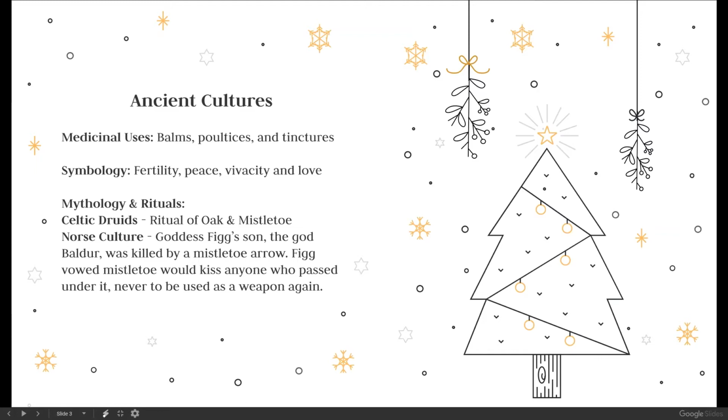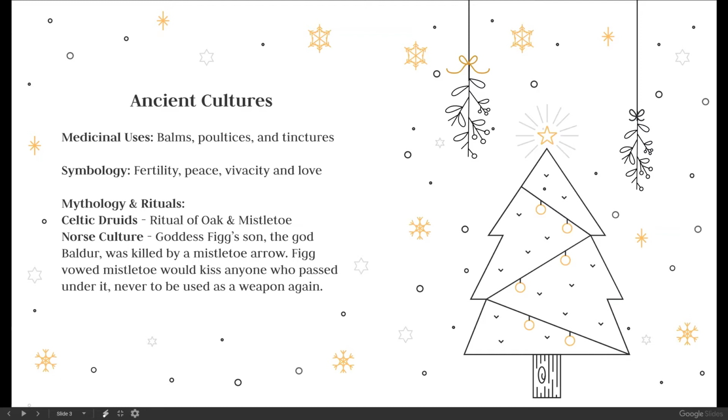Otherwise, there's a lot of mythology and rituals that are tied to mistletoe throughout history amongst many different cultures, but two of them that I pulled out. The Celtic Druids used mistletoe in the ritual of oak and mistletoe, and during this practice, they sacrificed, I think, a bull or an animal. It happened on the full moon, and it was a ritual for fertility. So obviously that symbology is related to the ritual itself.